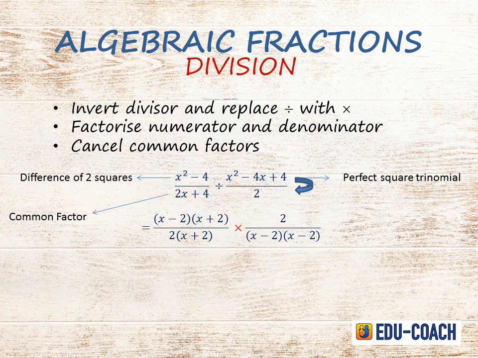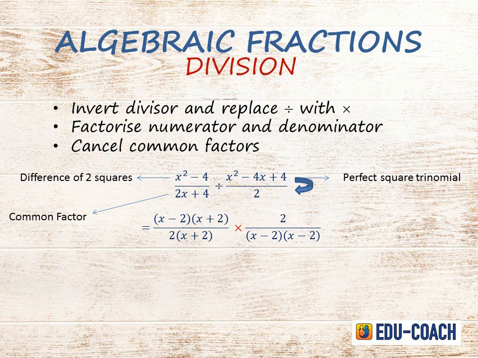So this is what we've done. We've changed the divide to multiply, we've inverted the divisor, and we've factorized. So our x squared minus 4 factorized is x minus 2 times x plus 2. 2x plus 4 factorized is 2 in brackets x plus 2.